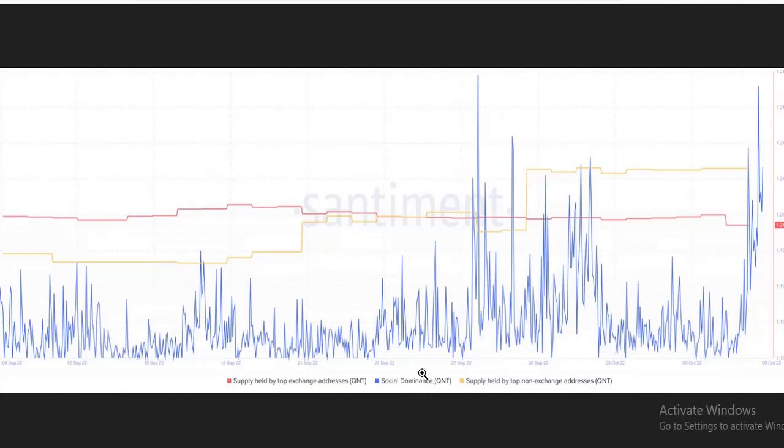Now you could see also the social dominance for Quant. That means how many people are talking about Quant in the social spaces and how popular Quant is. As you can see, Quant has taken a major rise in the past few days. So I'm very, very bullish that Quant still has a lot more run, and we're just having some little corrections. I'll be showing you what is going to happen in the chart next for Quant.